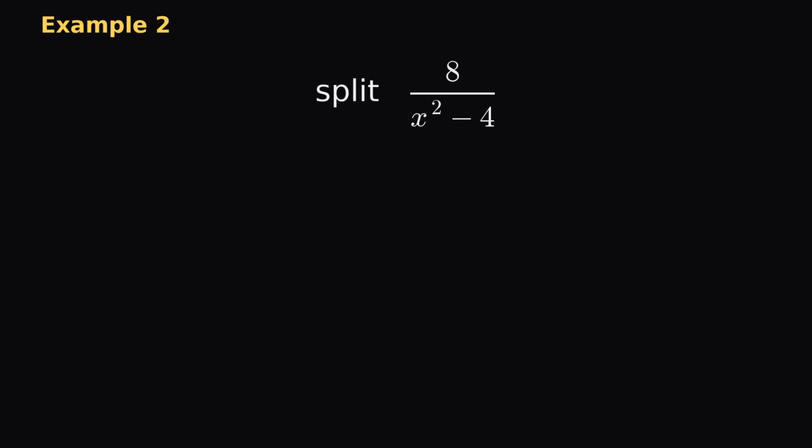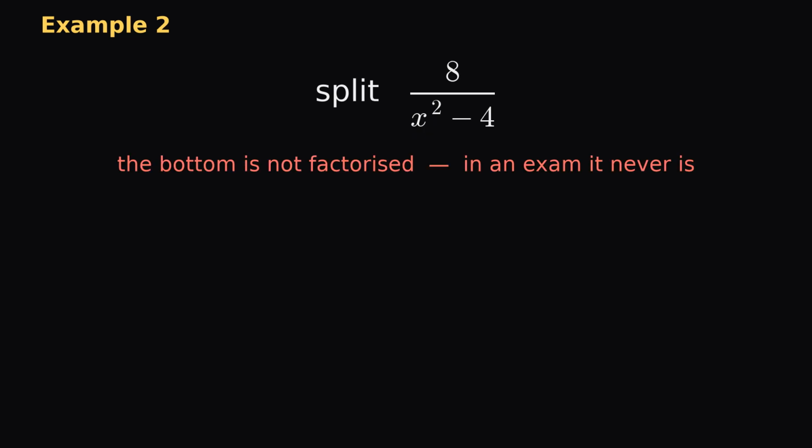Example 2. Split 8 over x squared minus 4. And straight away, something the first example did not have. The bottom is not factorized. In an exam, it almost never is. X squared minus 4 is a difference of 2 squares, so it is x minus 2 times x plus 2. Now the same routine. 8 equals a times x plus 2 plus b times x minus 2.